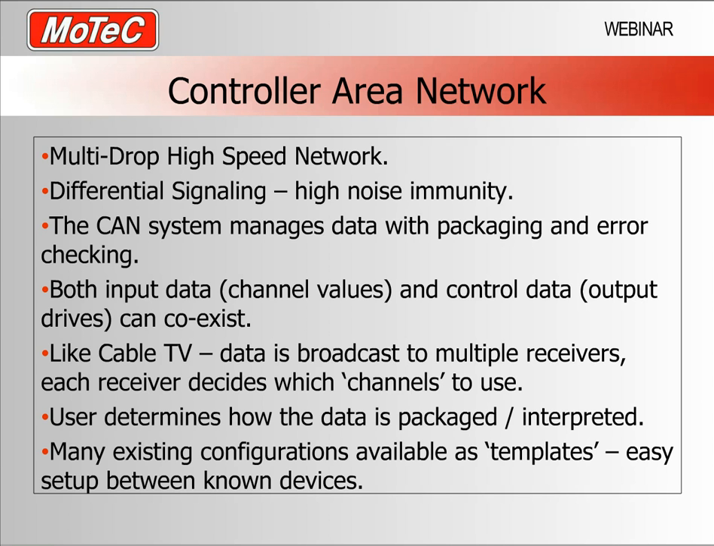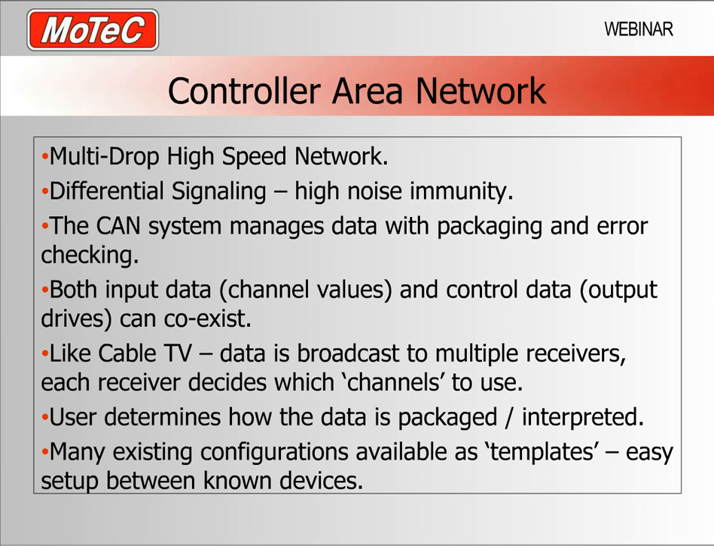Now, the other thing that CAN is very flexible about is how the data is used. And typically, the two major elements that we transfer across CAN are what we call channel values or input data. And this would be such things as throttle positions or manifold pressures, the typical hardwired inputs that you may have into an ECU. They can be transferred across the CAN bus. And the other thing we can do is transfer control data. In this case, it might be output drives, which would be controlled fans or other such things. And both types of information can coexist on the CAN bus.